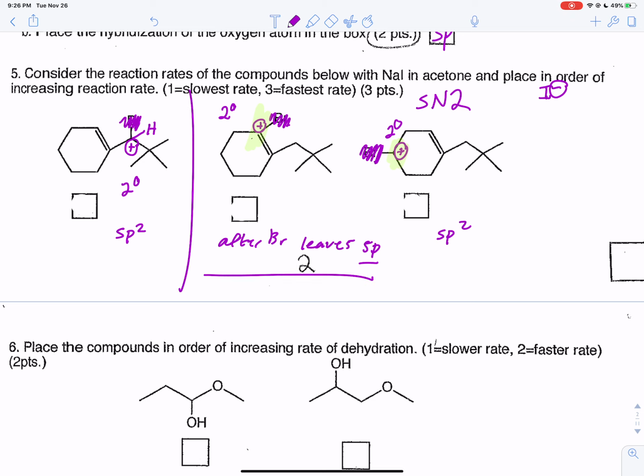That positive charge is going right where that double bond is. That is not going to want to happen, right? So that transition state is very unstable, right? So which one are we going to put as the slowest? The middle one. It's going to be that one, okay? Now between the other two, right? They're both sp2. We're putting partial positive on sp2s, right? So what is different between these guys?